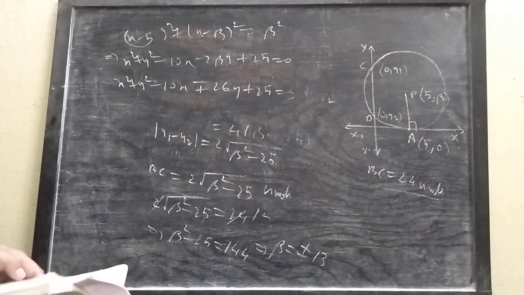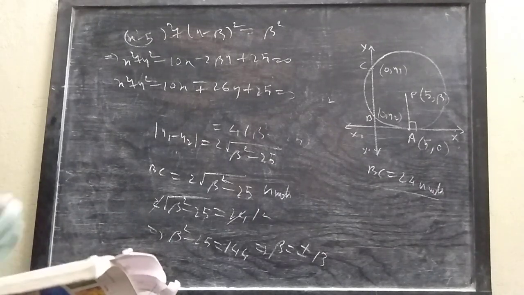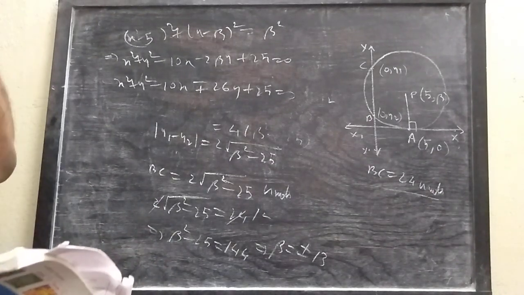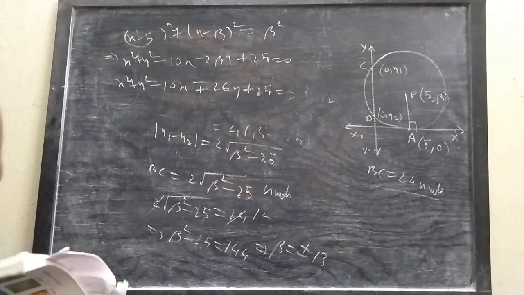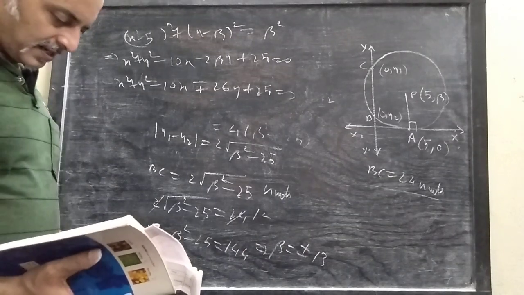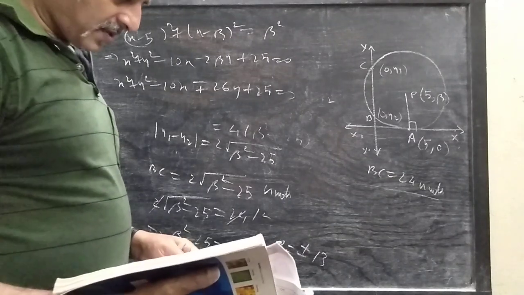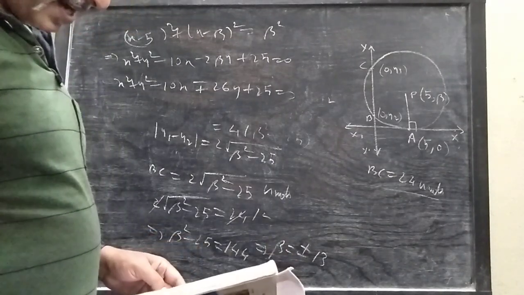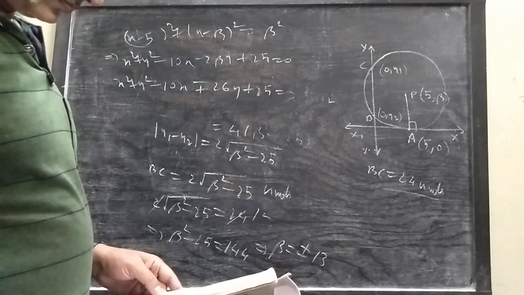Next, let us go to the next question. A circle passes through the point (minus 2, 1) and touches the straight line at the given point. Find its equation.